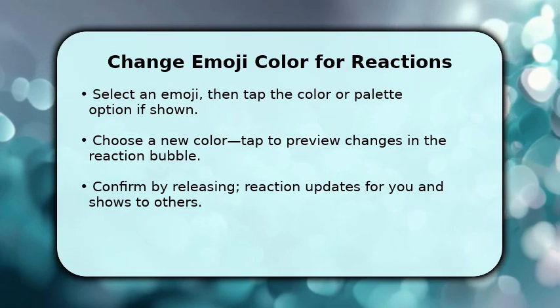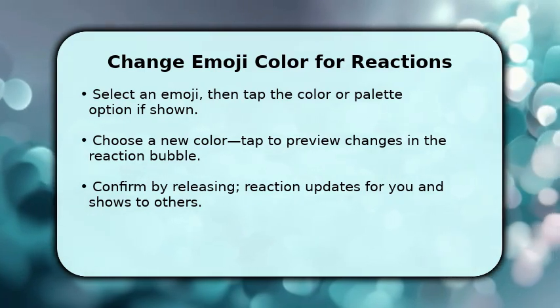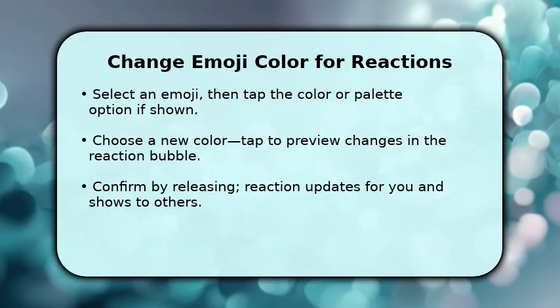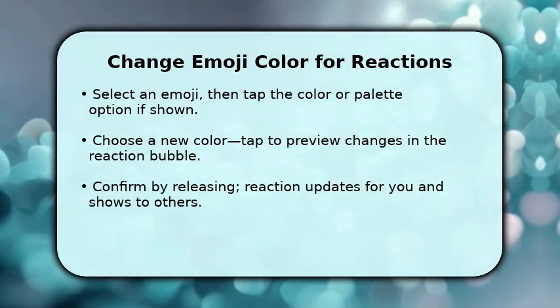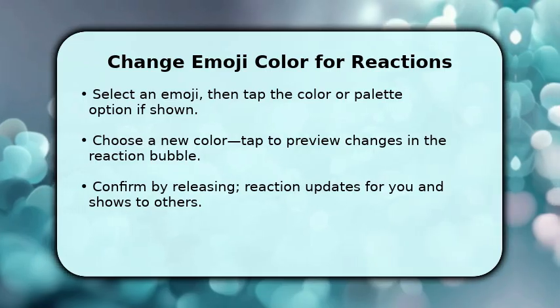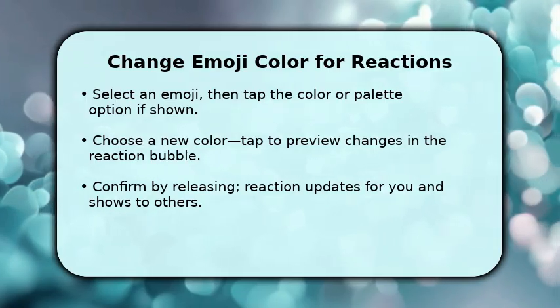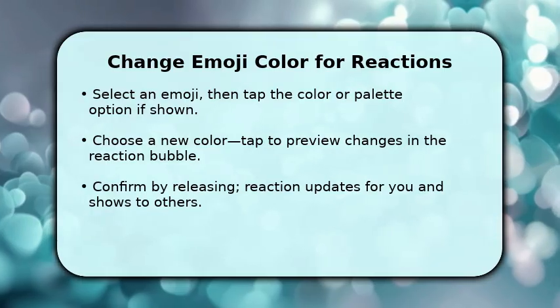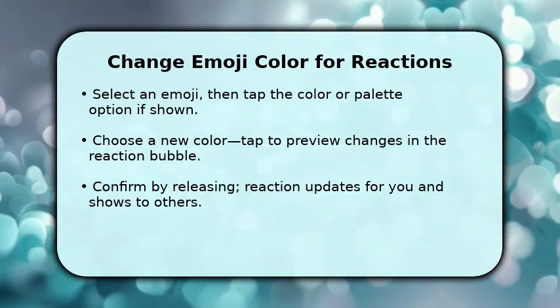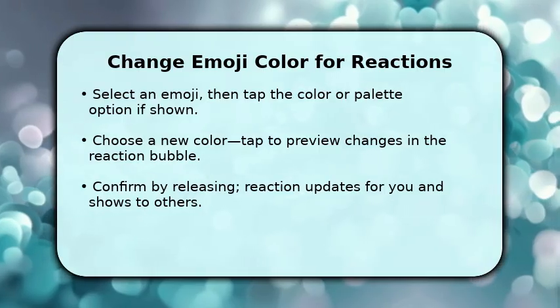Once you've revealed the emoji and palette, choose the color you want. Tap a swatch to preview how the reaction will look in the chat bubble. You're changing a local setting that updates the reaction's appearance for everyone in the thread, so pick a hue that's visible and distinct. Make sure to release your finger after selecting to apply the color.